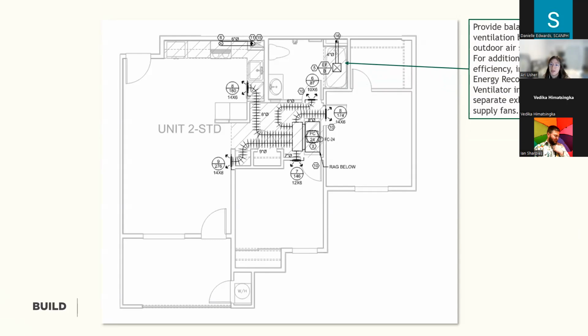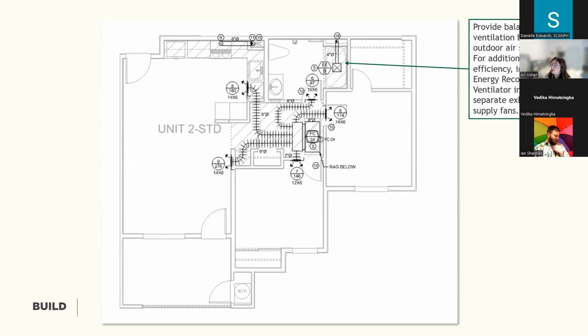So there's a couple ways to provide balanced ventilation. The first being adding a supply fan. So you could have one supply and one exhaust fan for this unit. And then to take that one step further, you could instead replace this single exhaust fan with an ERV, an energy recovery ventilator. That will have the supply and exhaust in a single piece of equipment and have the added benefit of heat recovery as well. So it'll be improving indoor air quality and energy efficiency.